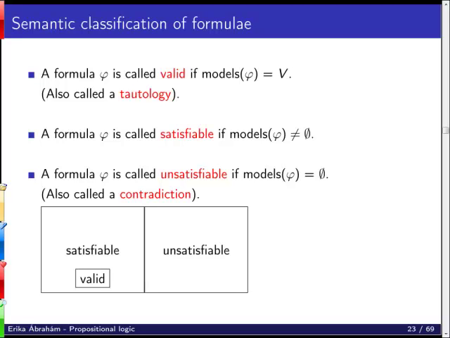Perhaps we look at this picture. If we look at the whole set of formulas, then we have some of them which are unsatisfiable, they do not have any model. Then we have some which are satisfiable, they have at least one model, and the subset of satisfiable is valid, where all assignments are models of the formula.